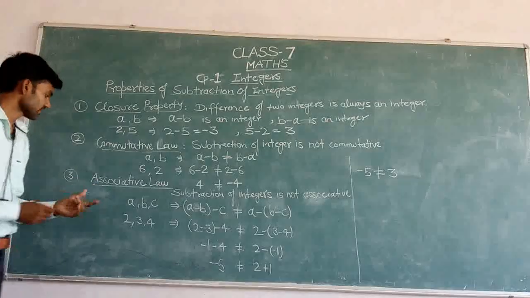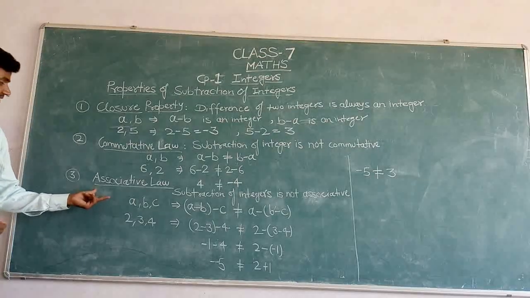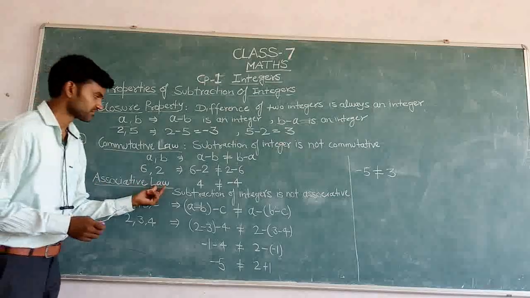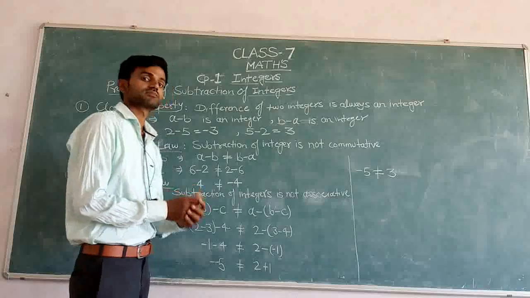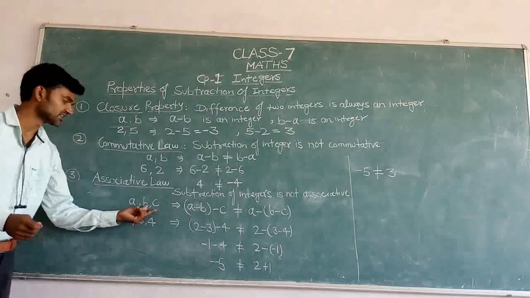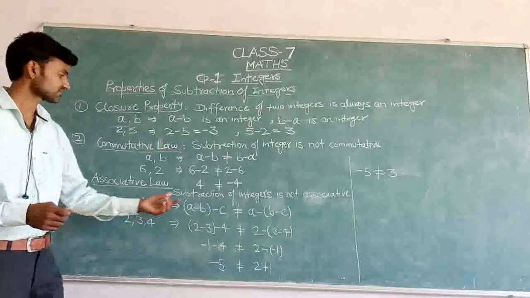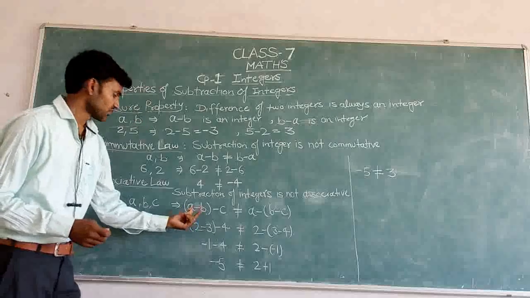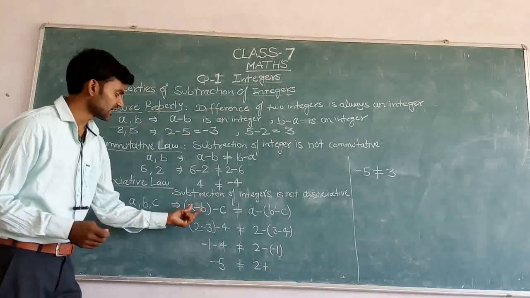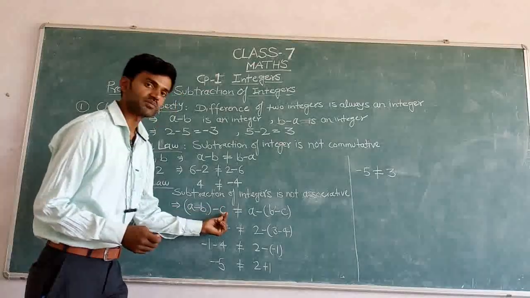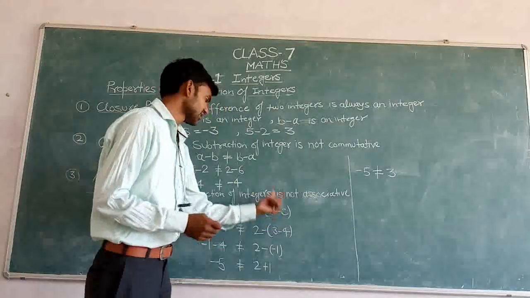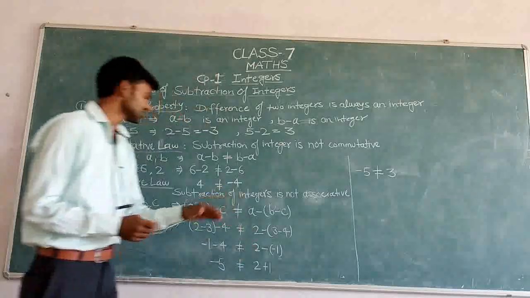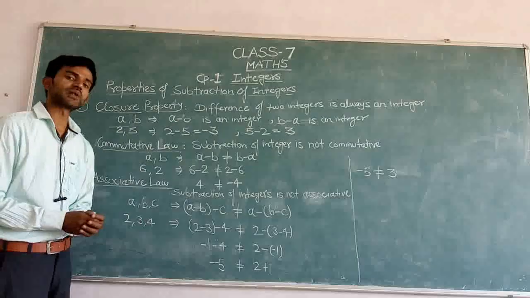Okay. Now come to the next property, associative law. Subtraction of integers is not associative. Suppose a, b, c are three integers. When b is subtracted from a, that is a minus b, and then c is subtracted, or when b minus c is subtracted from a, in both conditions the results are different.